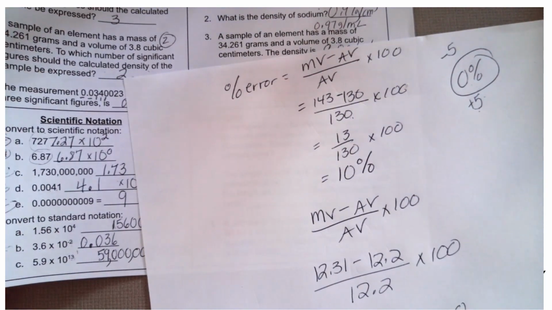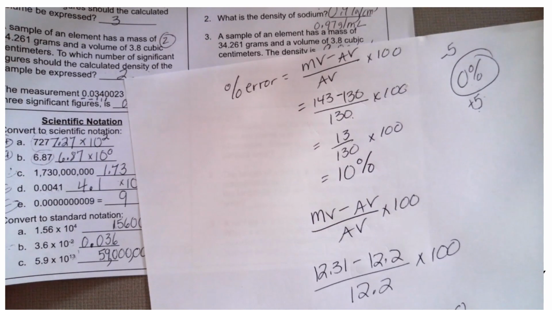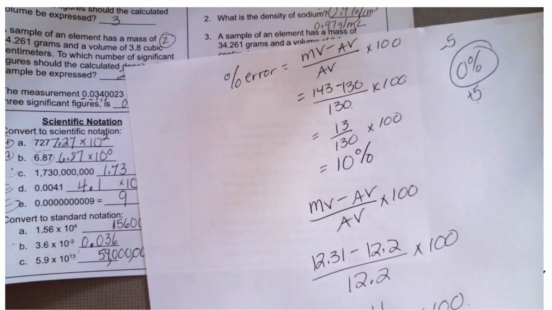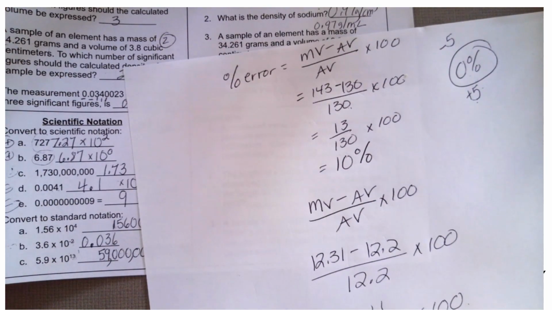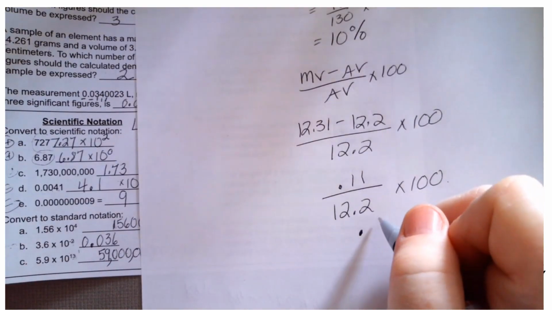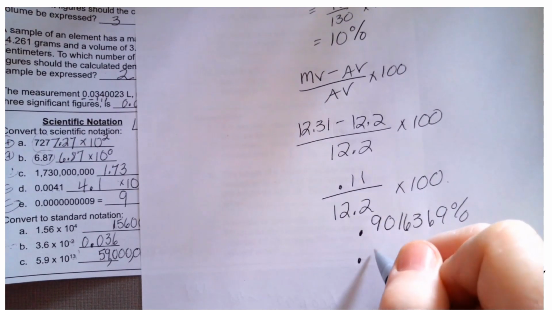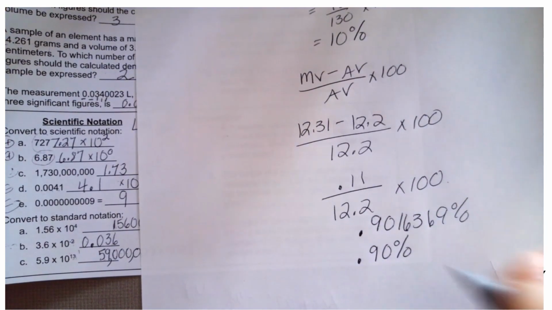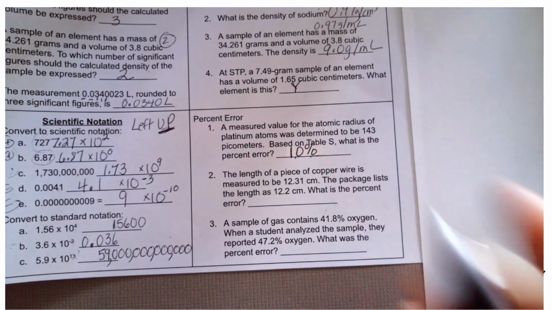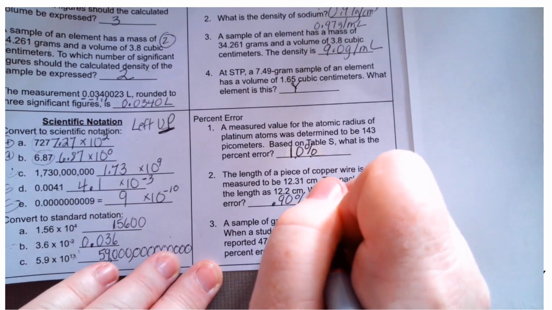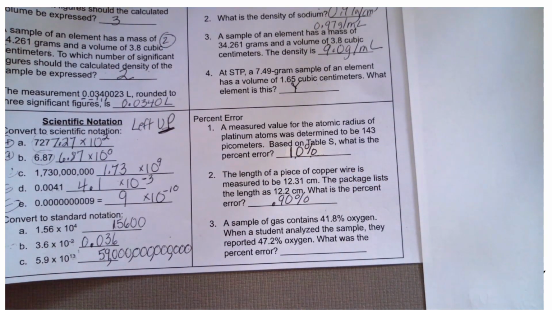Okay, so then I'm going to use my calculator and do 0.11 divided by 12.2 equals, times 100 equals, and I have 0.901639, a whole bunch of numbers, percent. So 0.90%. That is outstanding percent error, right? 0.90%. Okay. And then last one here.